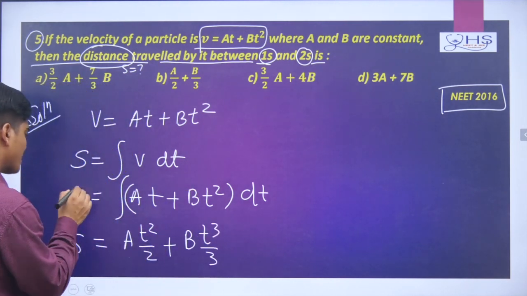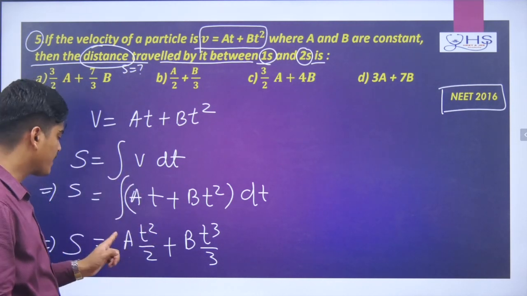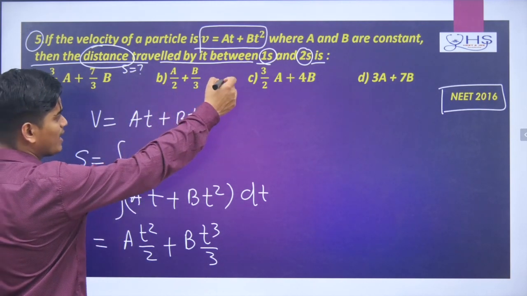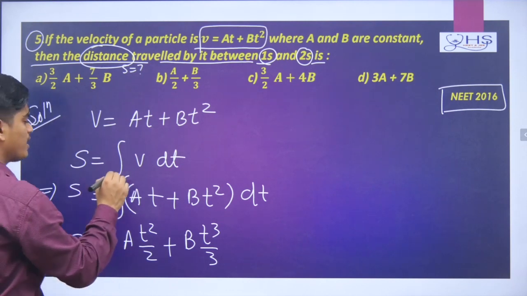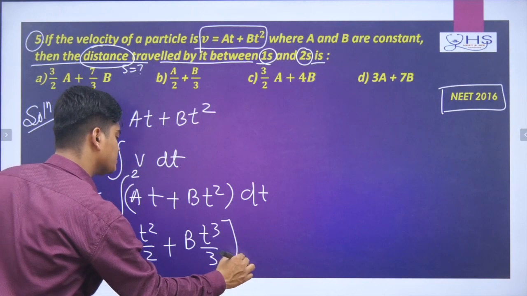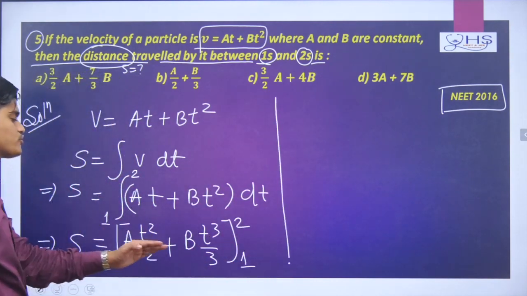I told you, once you understand the formula, I can directly write this integration step: a t square by 2 plus b t cube by 3. Now listen, the limit is telling 1 second to 2 seconds, so I will put lower limit 1 and upper limit 2. In the square bracket also I have to write lower limit 1, upper limit 2. Now you have to solve this one.